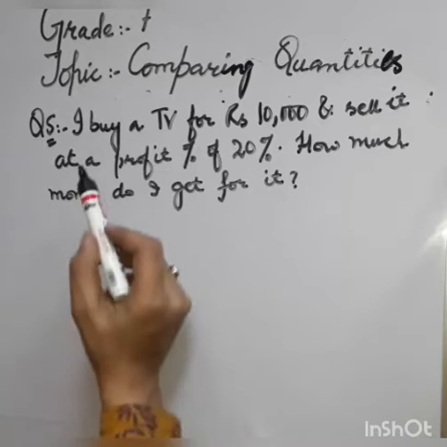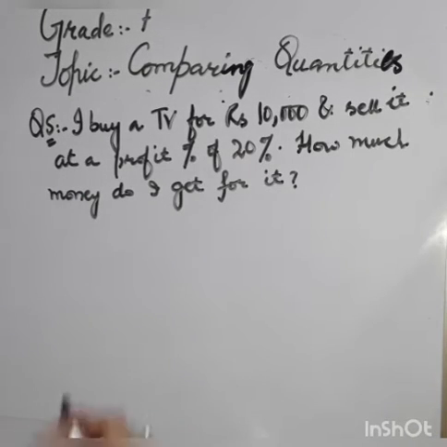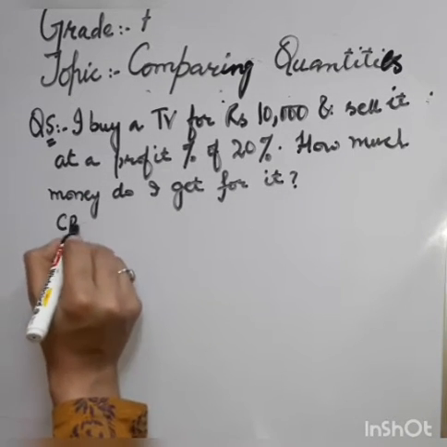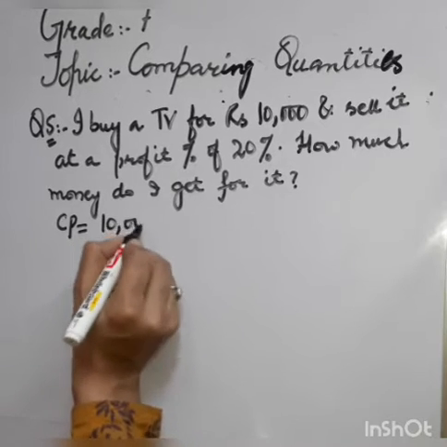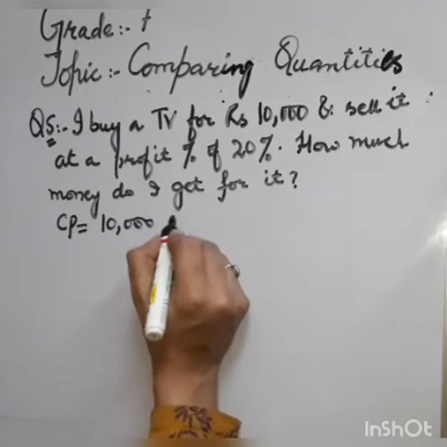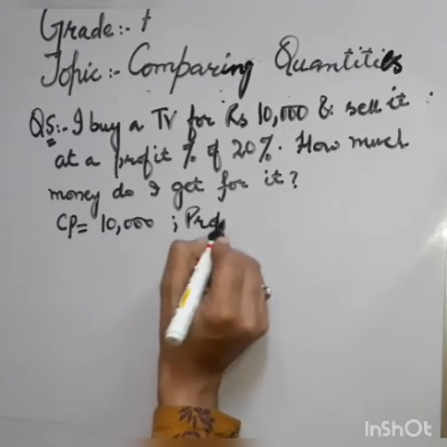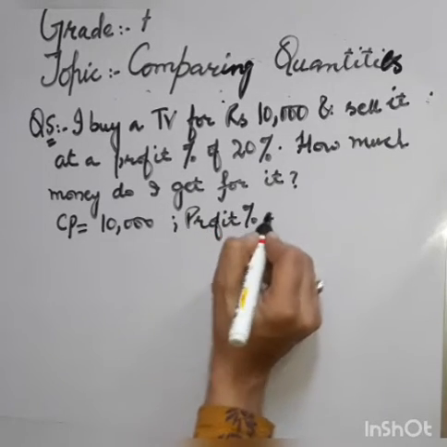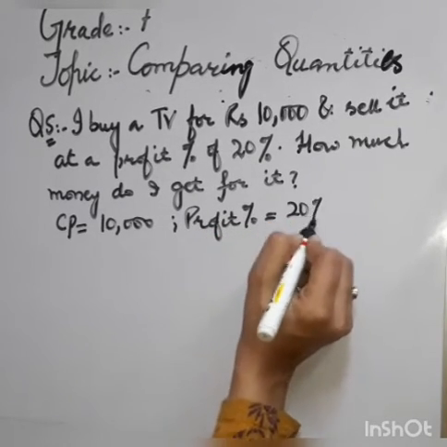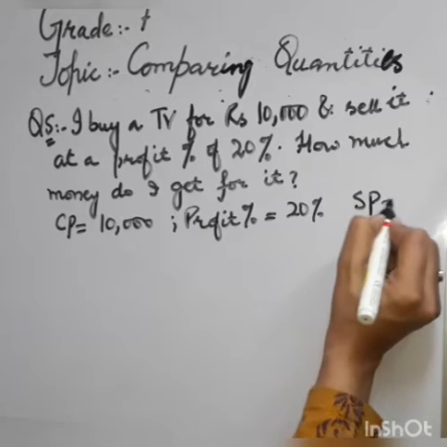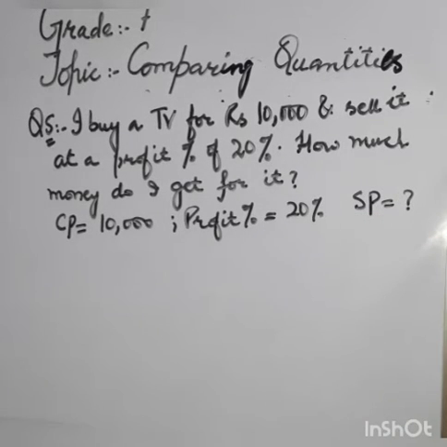So टीवी खरीदा कितने में गया था? 10,000 में. So we can say cost price is 10,000 and we are given profit percent. Profit percent is equal to 20%. We have to find out the selling price. कितने में वो बेचा गया?